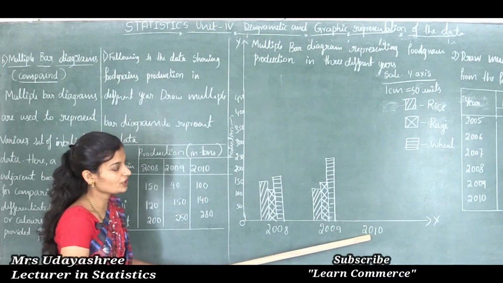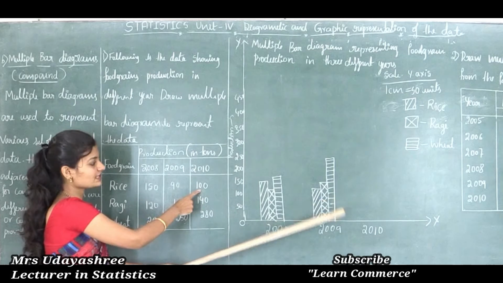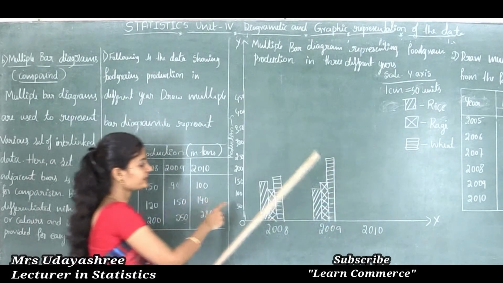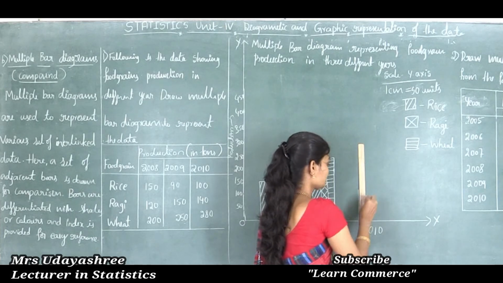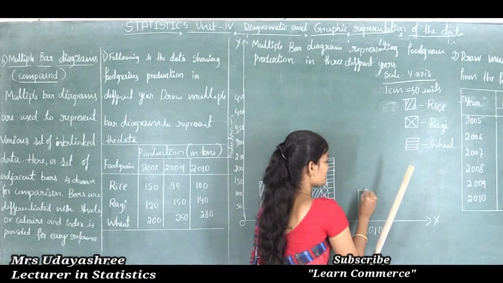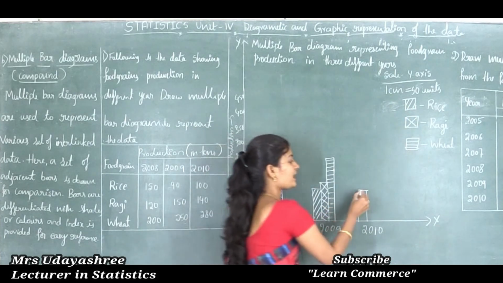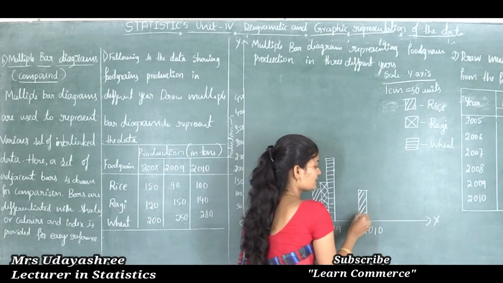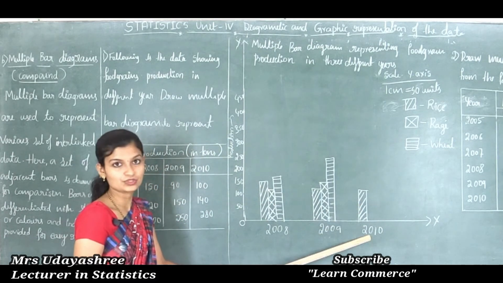Next move to 2010. See, in the year 2010 the production of rice was 100 ton. So 100 is here. So here we need to draw one bar like this. So this indicates production of rice. The rice shading mark is like this. So this bar indicates the production of rice in the year 2010.